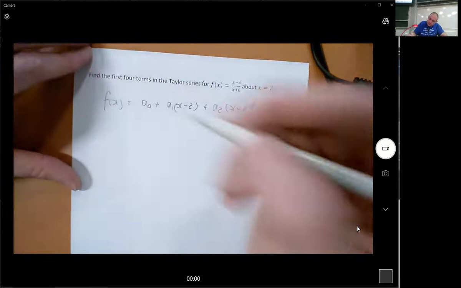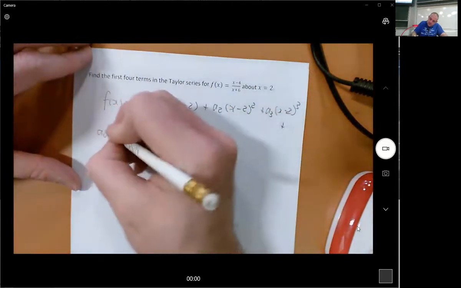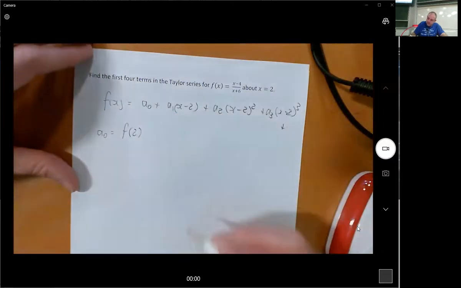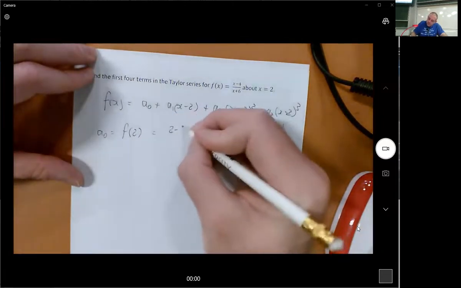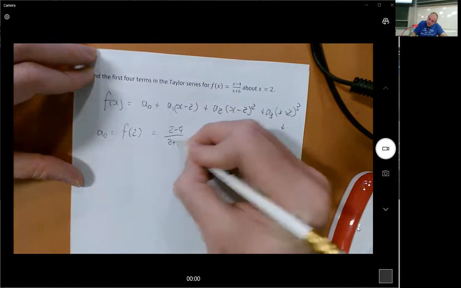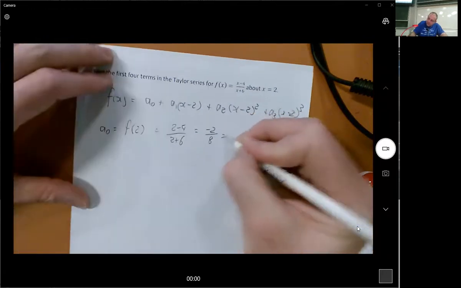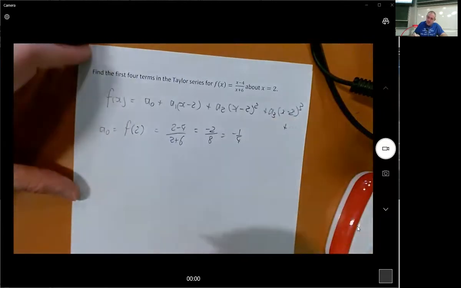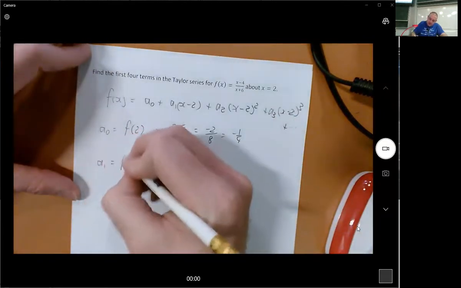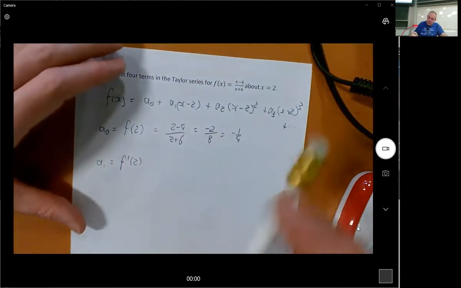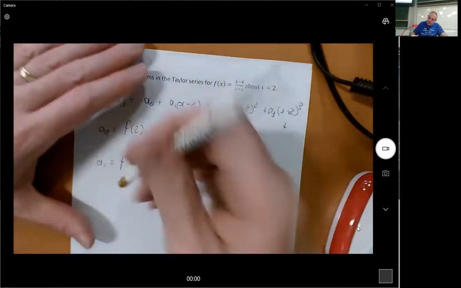So a0 would be f of this center 2, which would be 2 minus 4 over 2 plus 6, which is -2 over 8, which is -1/4. Okay. And a1 will be f dashed of 2. So first I'm going to need to know what f dashed of x is.